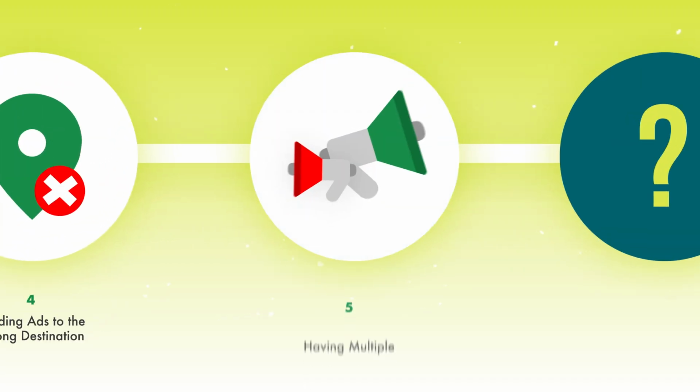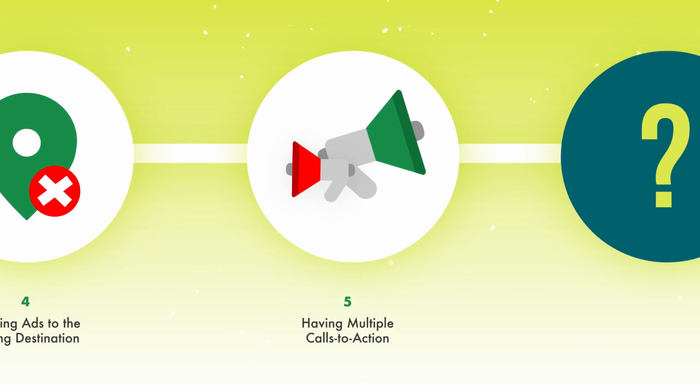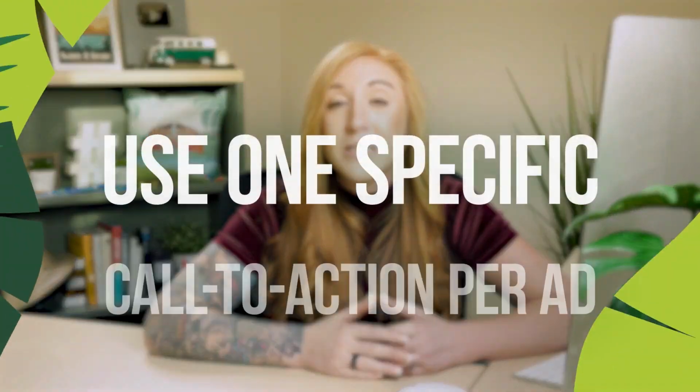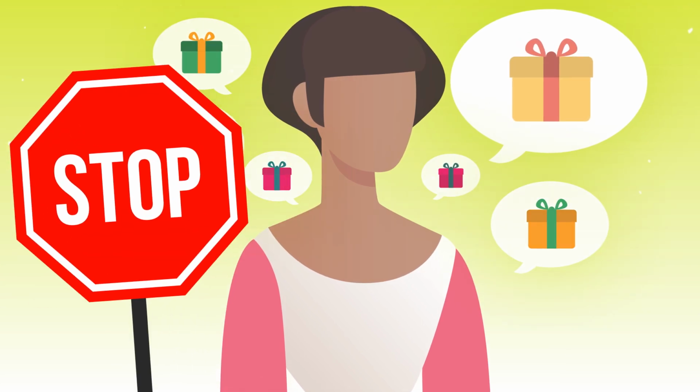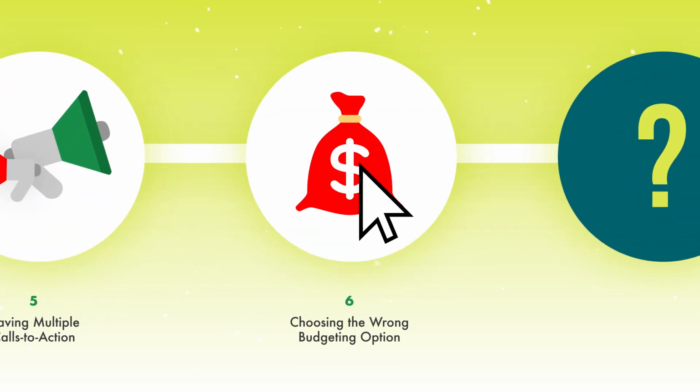Number 5, having more than one call to action. There is a saying that says, "A confused mind doesn't buy," and that is absolutely the case. You need to make sure that every single ad you're running has one clear and concise call to action. If you're trying to get a conversion on a specific product, stop mentioning all of the other products you sell. Keep people focused on the one single action you want them to take or the one offer you want them to purchase.